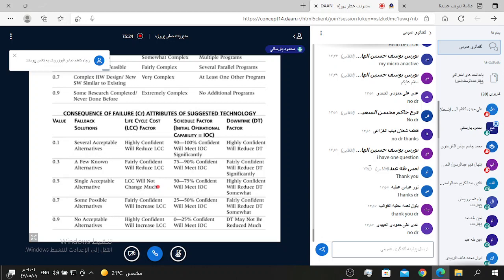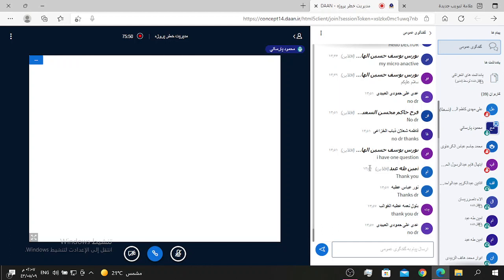And for example, about downtime factor or DT factor, for 0.9 or 90% probability, there is a DT or downtime that may not be reduced much. Okay. It's an example.